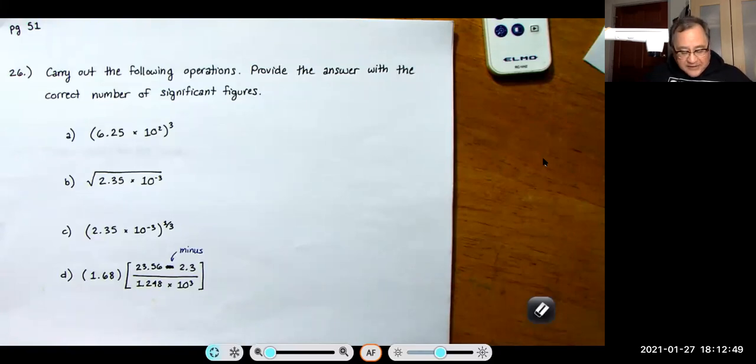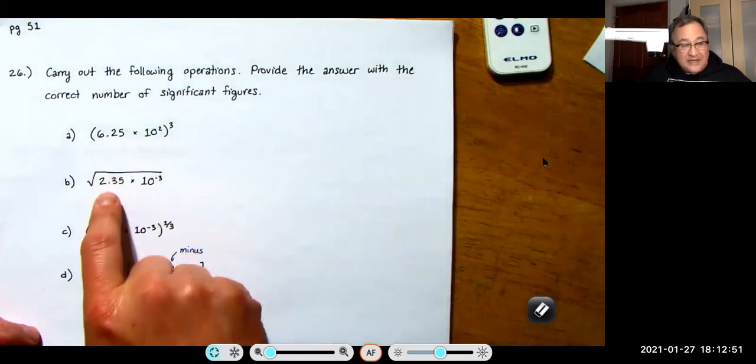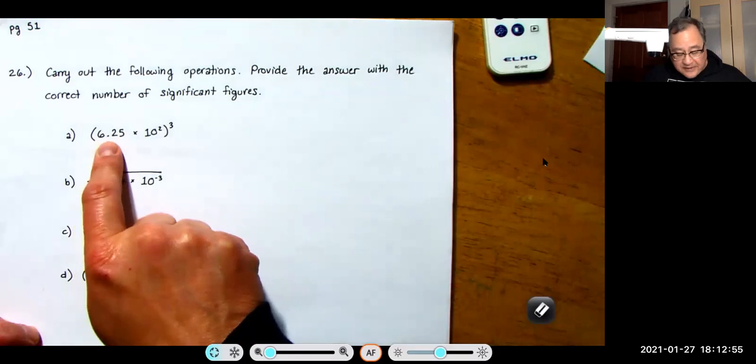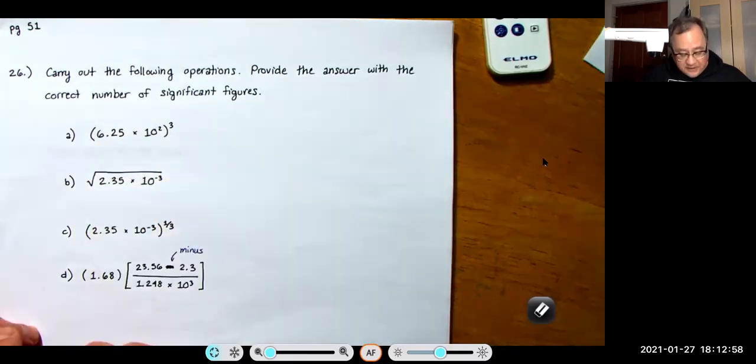Now, in all of these cases, we have only one beginning number. And this number has three significant figures, so we need to end up with three significant figures. Same for this, and same for this. So they'll all end up with three significant figures. We'll work on D a little bit later.